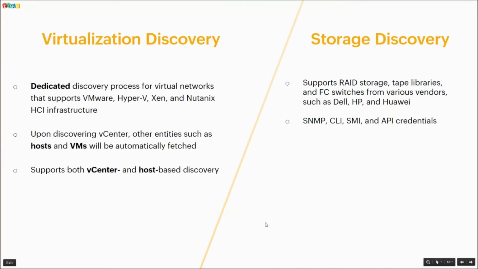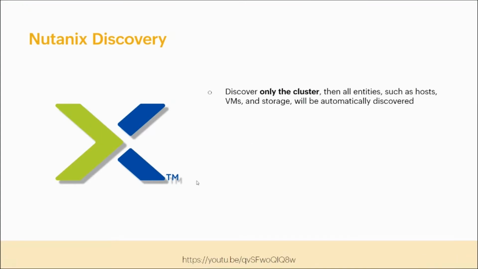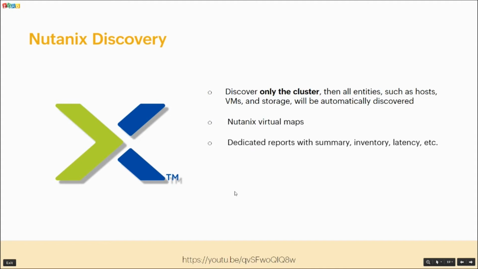The next topic which we are going to see is about Nutanix Discovery. In OpManager, you can discover your Nutanix cluster with all the entities such as hosts, VMs, and storage devices, which will automatically be discovered. You can also view a Nutanix virtual map to see how the discovery has happened, and you have a dedicated report with summary, inventory, and latency. If you want to know more about the Nutanix based discovery, you can visit the link given at the bottom of the presentation slide.